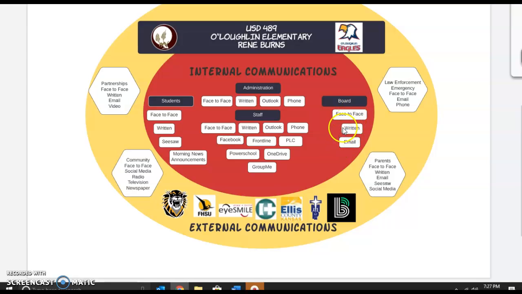Our Board of Education, face-to-face, they've definitely had an open door policy where we can do informal face-to-face if we'd like to meet with one or two in small groups. Also, you can always attend a more formal setting with a board meeting. They also communicate through written and email. So that covers my internal communication. Moving to external, obviously there's many more than what I provided here, but these are the few that I felt are really good partnerships that we communicate on a regular basis with.